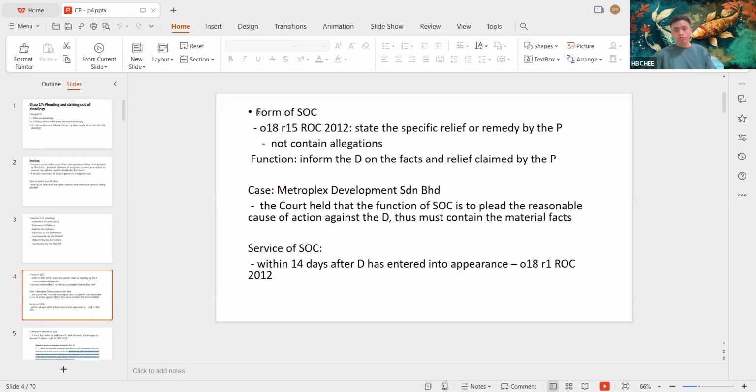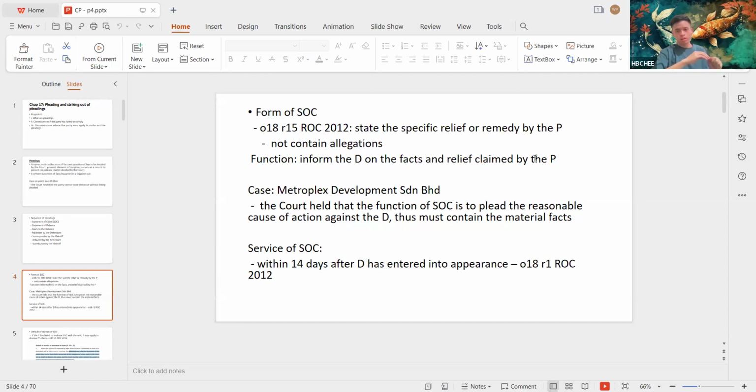For the form of the statement of claim, Order 18 Rule 15 provides that you must state the specific relief or remedy sought by the plaintiff, but make sure you are not containing any allegation. The function is to inform the defendant of the facts and the relief claimed by the plaintiff.